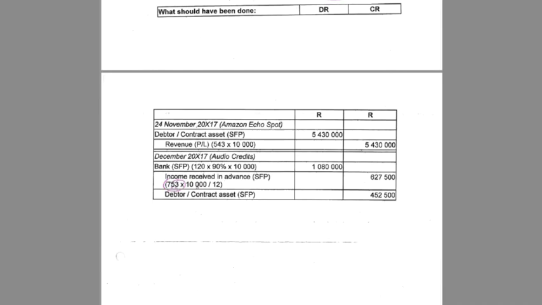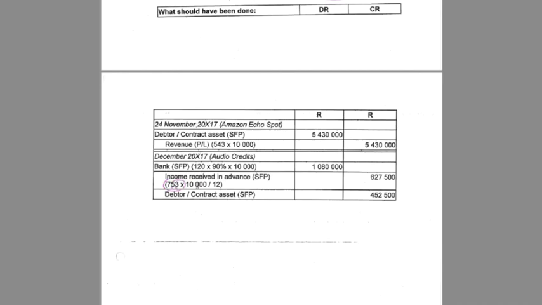The Amazon Echo Spot control went over immediately. On the day that the Amazon Echo Spot was provided to the customers, immediately they had control. Immediately they could use it. Not only with Audible's credits, they could use it with anything else. So revenue is recognized when the performance obligation is satisfied by giving control over. So you can immediately recognize the revenue from the Amazon Echo Spot.